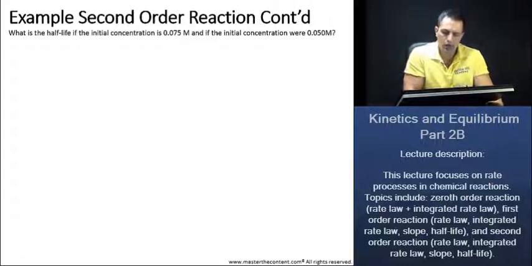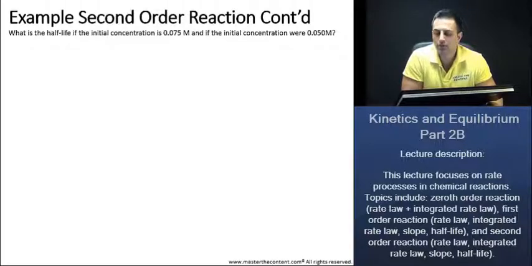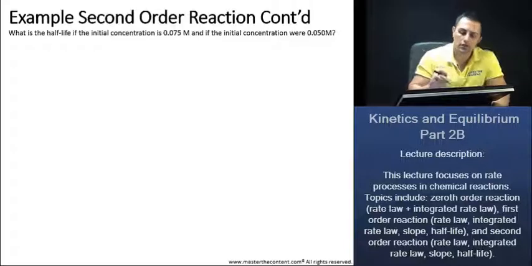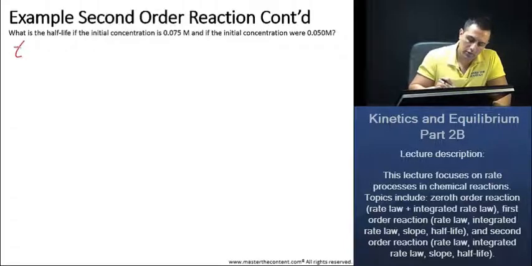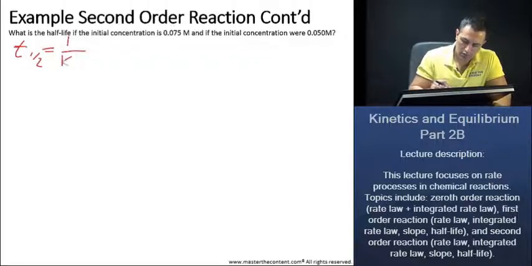Okay. Example, second order reaction continued. What is the half-life if the initial concentration is 0.075 and if the initial concentration were 0.05 molarity? Okay, so let's do both, and this is a good example just to kind of help you become familiar with the equations. And our equation again for half-life was the following.